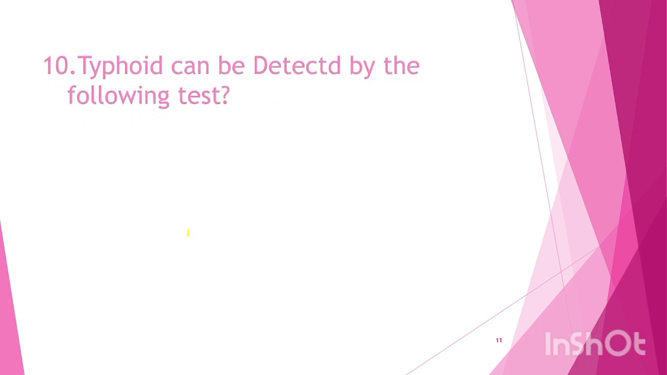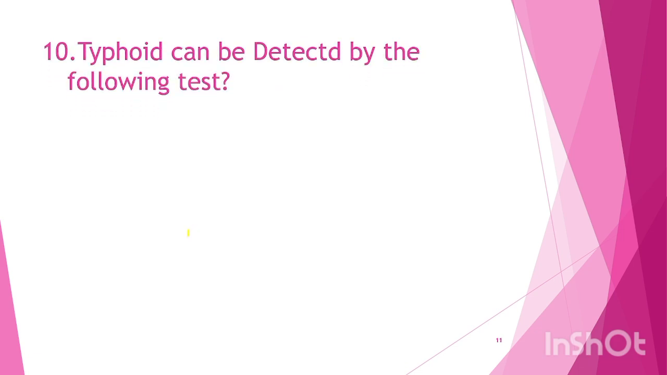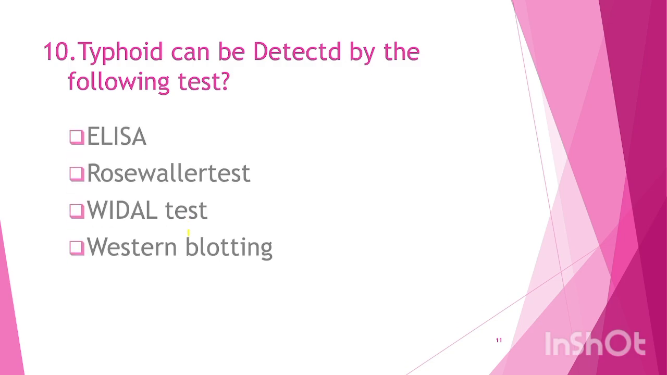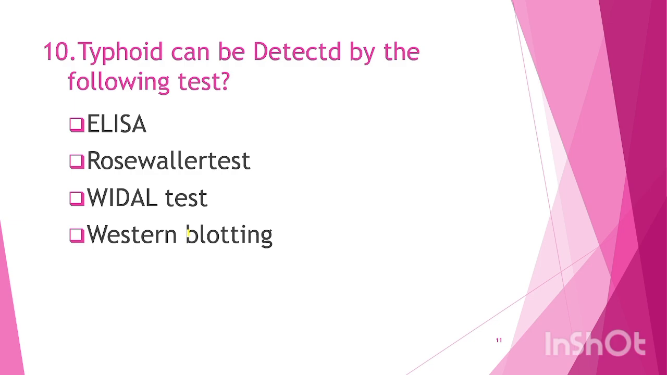Next, 10th question and last question for this session, typhoid can be detected by the following test. Here the options are ELISA, Ross-Wallace test, Widal test and Western blotting test. And typhoid is a disease or fever which is transmitted by Salmonella typhi and mostly transferred through contaminated food and water. And the correct answer for typhoid detection is the Widal test.